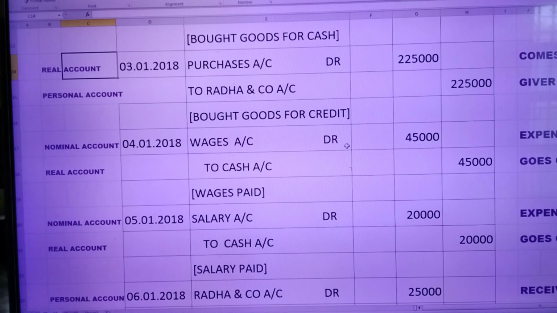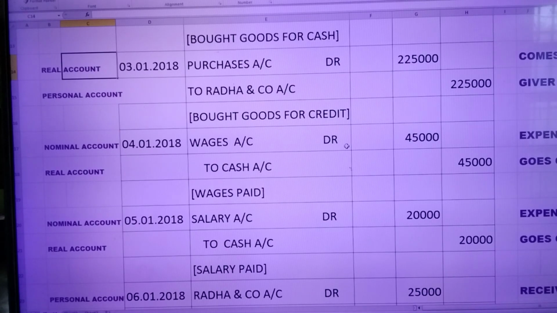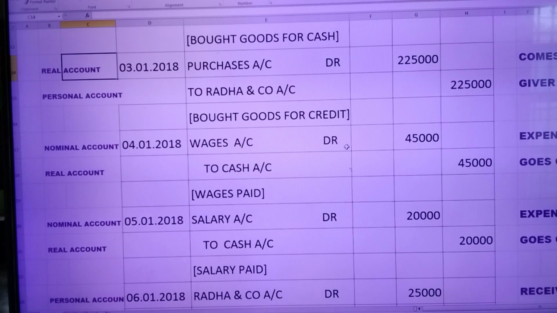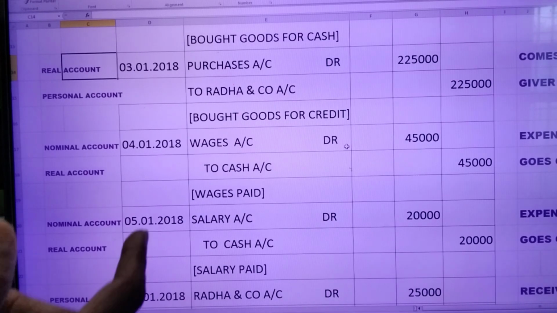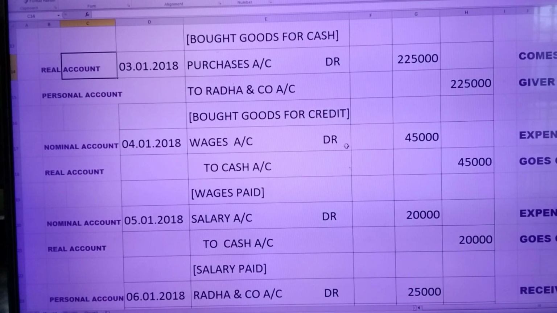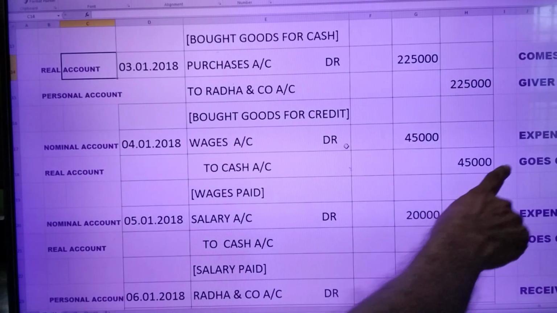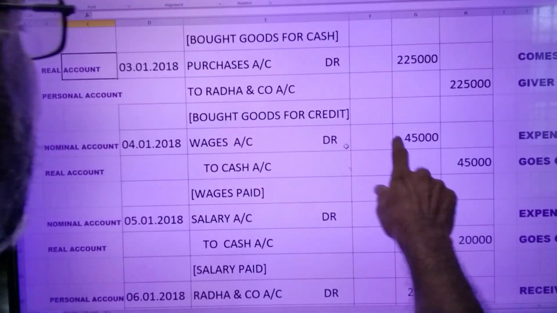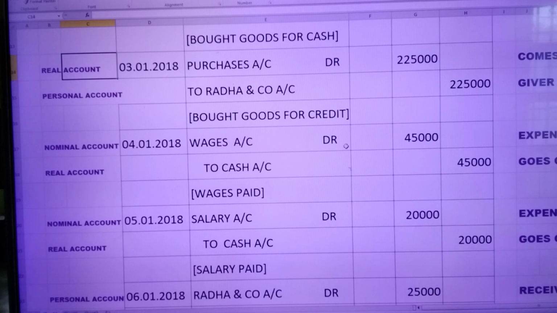I told you every transaction includes two accounts. So what are the accounts? One is wages, another one is cash. We have to pass both the accounts one by one. First, wages. Wages is no doubt a nominal account. That's why I clearly wrote nominal account. What is the nominal account rule telling? Debit all expenses and losses, credit incomes and gains. That's why I put expenses here. Why am I debiting? Debit all expenses. That's why it is debited. I think you are able to understand how the wages account is debited.